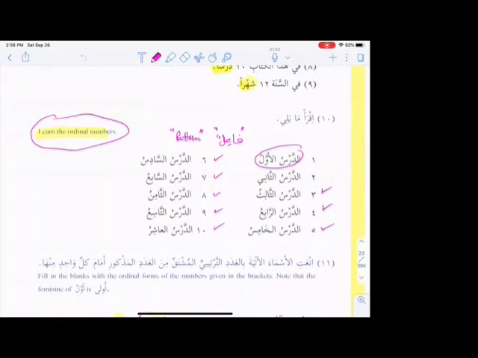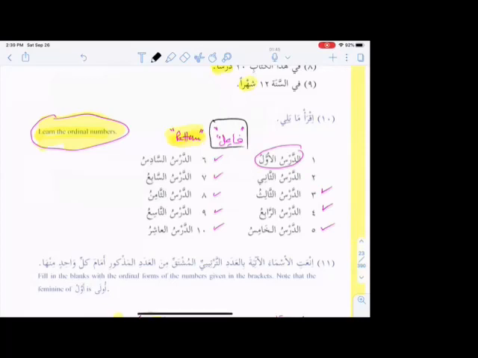So I have written here ordinal numbers. I have highlighted it. It has a pattern. I always repeatedly remind you that the Arabic language is very scientific, very mathematical, and it has numbers, so it has patterns. These are the patterns that Dr. Abdurrahim will point out to us. So these ordinal numbers are on the pattern of fa'ilun.